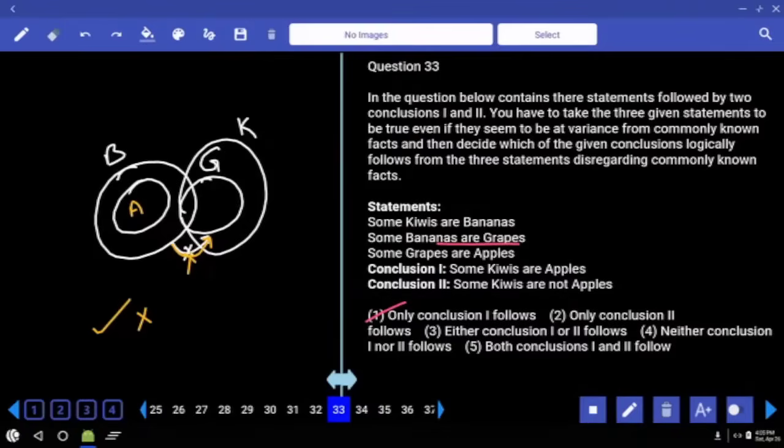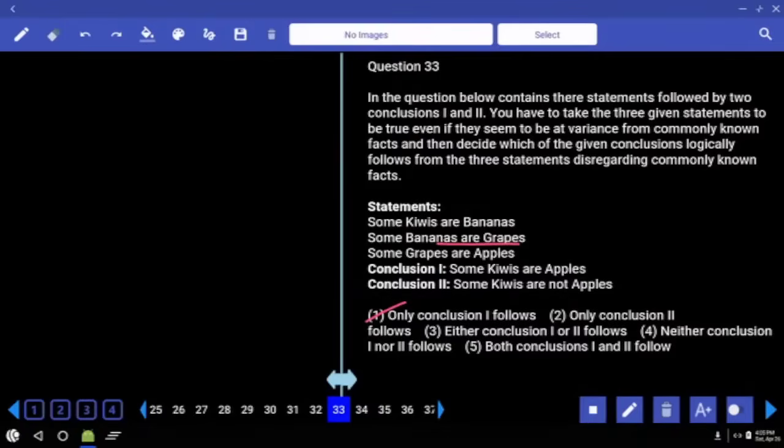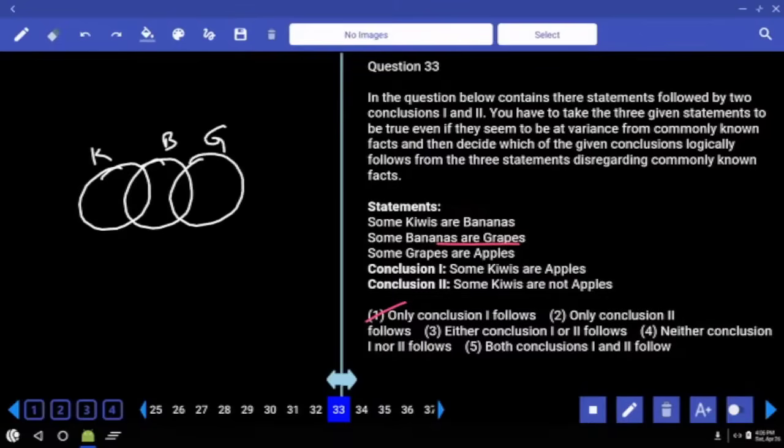Now in this 33, some kiwis are bananas. Now these are the kiwis that are bananas, kiwi and a banana. And some bananas are grapes, banana and a grape. And some grapes are apple, grape and an apple. Then some kiwis are apple, that is false. And some kiwis are not apples too.